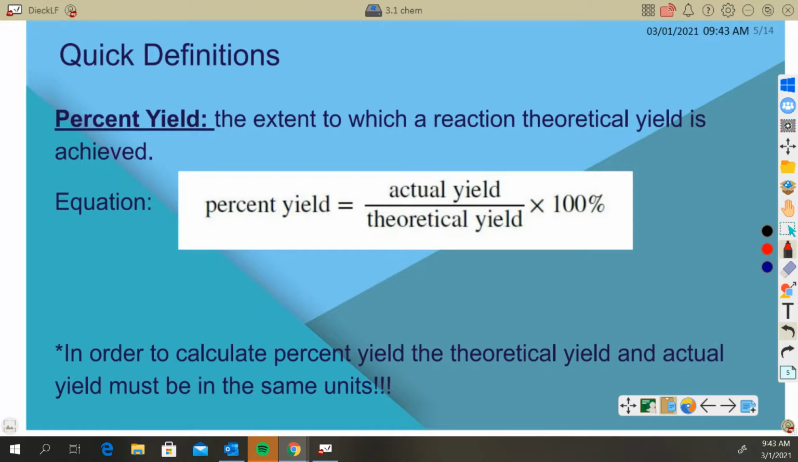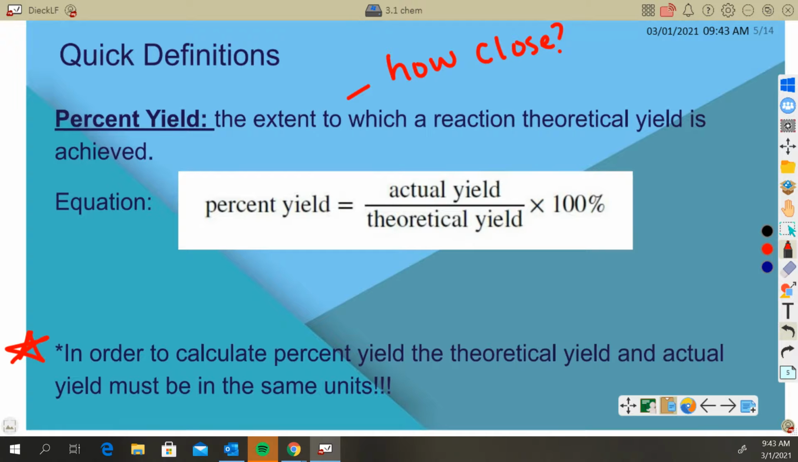Percent yield is going to be the extent to which a reaction's theoretical yield is achieved, or how close were we, basically. So how close were we is kind of what this is answering. So how close were we to getting what a perfect world predicted? The equation, percent yield, we have actual yield over theoretical yield times 100%. Okay. Very important to note.